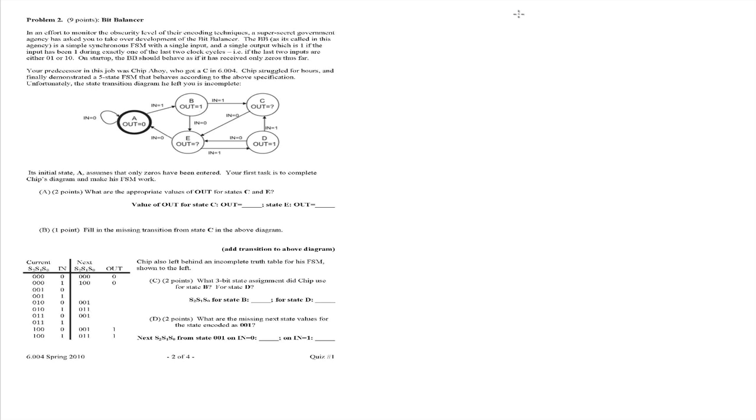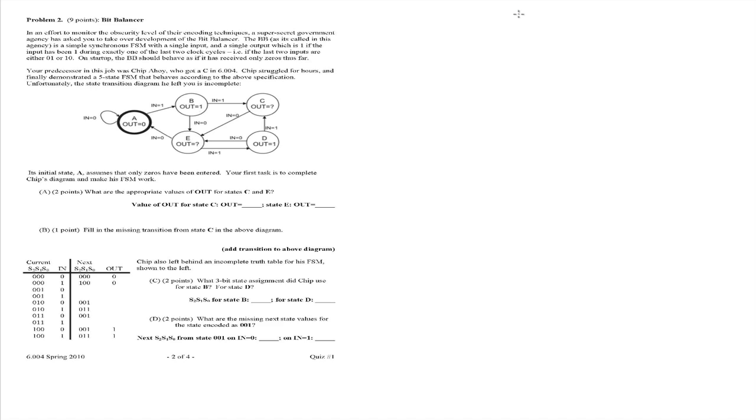The BB, as it's called in this agency, is a simple synchronous FSM with a single input and a single output, which is 1 if the input has been a 1 during exactly one of the last 2 clock cycles, i.e. if the last 2 inputs are either 0, 1 or 1, 0. So on startup, the bit balancer should behave as if it's received only zeros thus far.